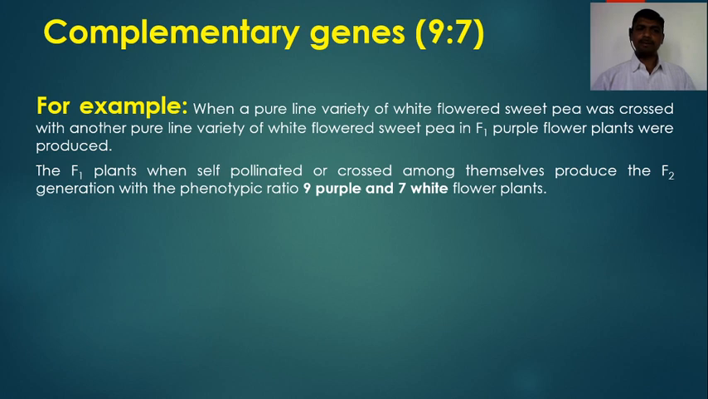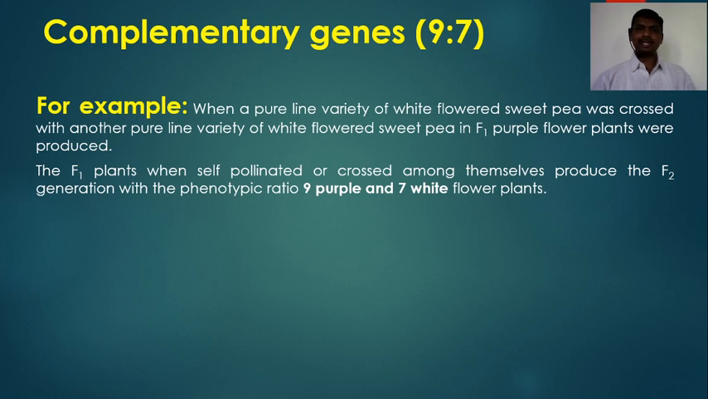And when these F1 plants are self-pollinated or crossed among themselves, they produce the F2 generation with the phenotypic ratio of 9 purple and 7 white flower plants. So this is the new to the Mendelism, referred to as neo-Mendelism. Mendel's dihybrid ratio 9:3:3:1 has been modified into 9:7 by these complementary genes. So this is neo-Mendelism, and these genes are non-allelic, located on separate chromosomes.